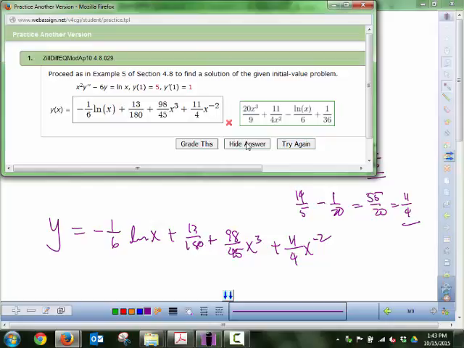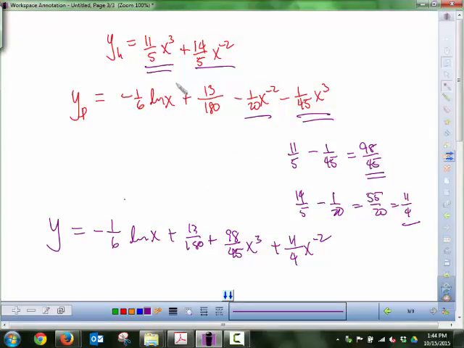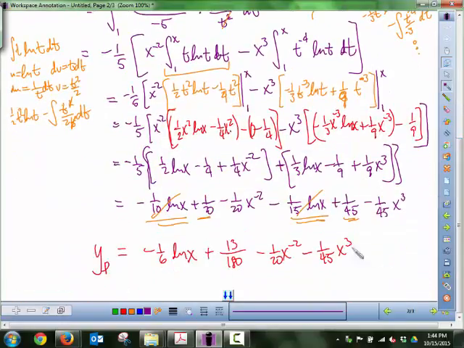1/36. And 20/9. So 1/36. Where does this constant come from? Let's trace it back. One over 20 plus 1/45. What's that? 13/180.